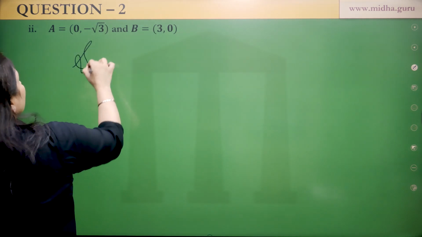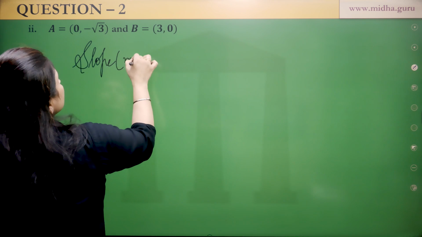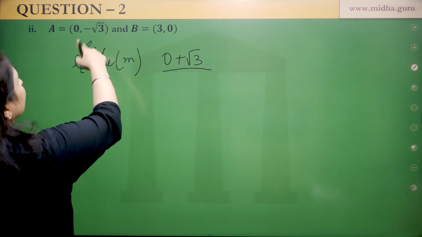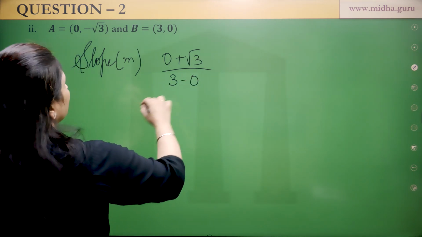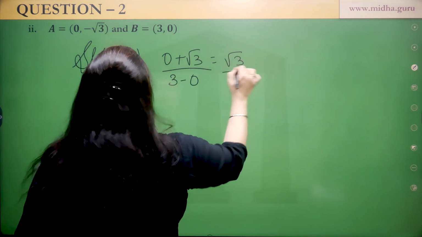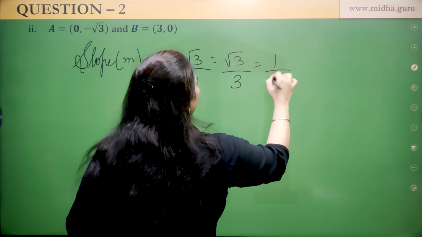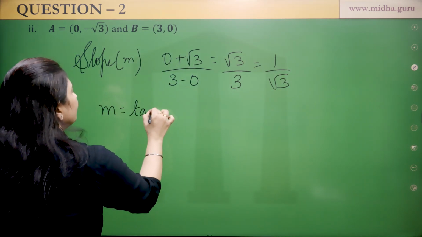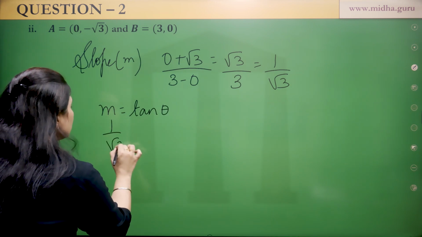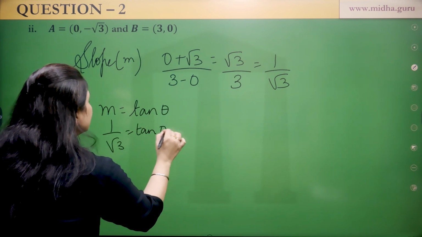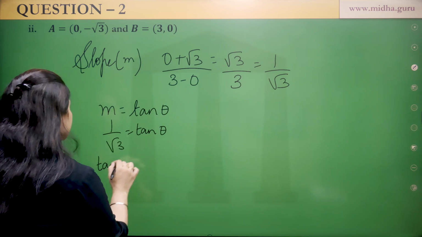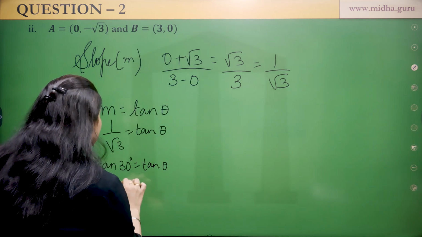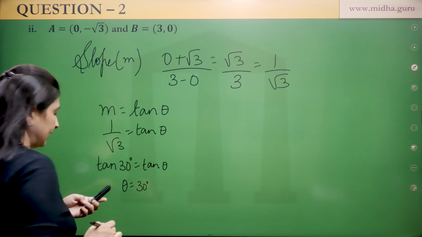So we'll find the slope m, which is 0 minus of minus root 3, which is plus root 3, and 3 minus 0. So it is root 3 by 3, and this is 1 by root 3. Again, slope is tan theta. So 1 by root 3 is the slope we have got. We have to find out theta. Tan of what is 1 by root 3? It is 30. So what is the inclination? Inclination is 30 degree.